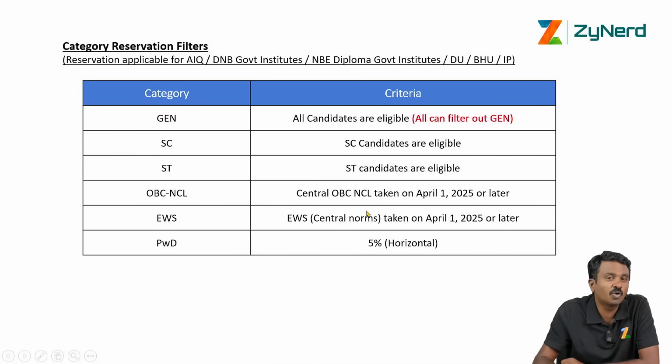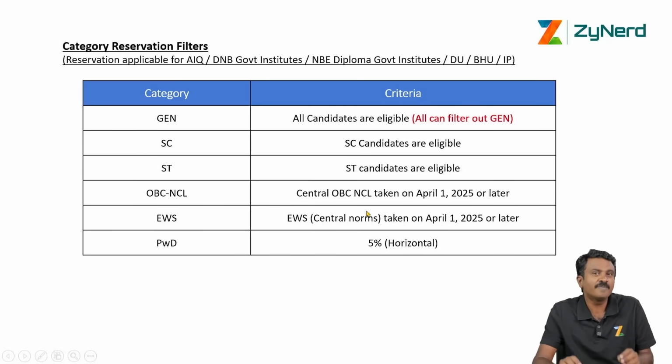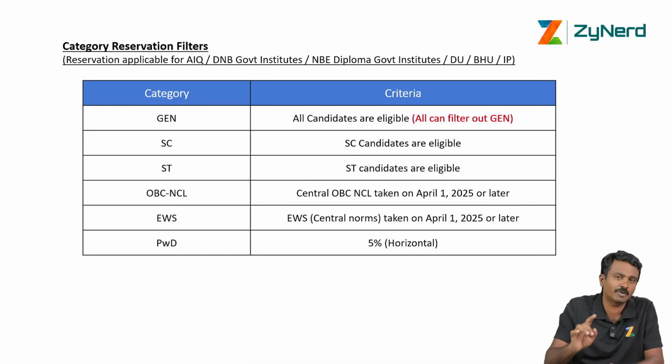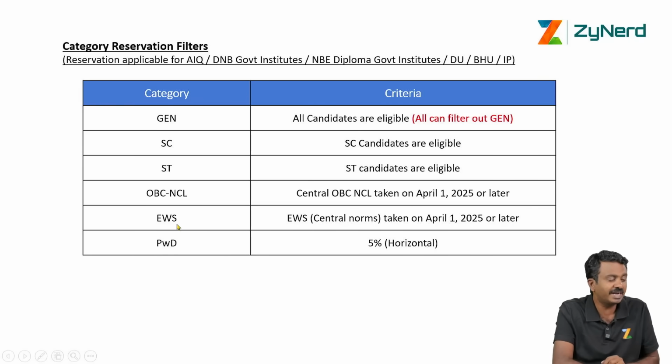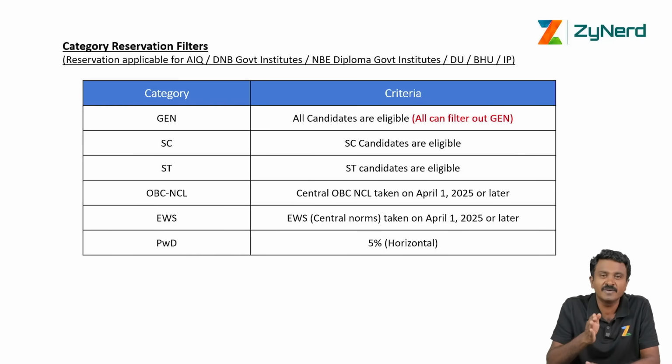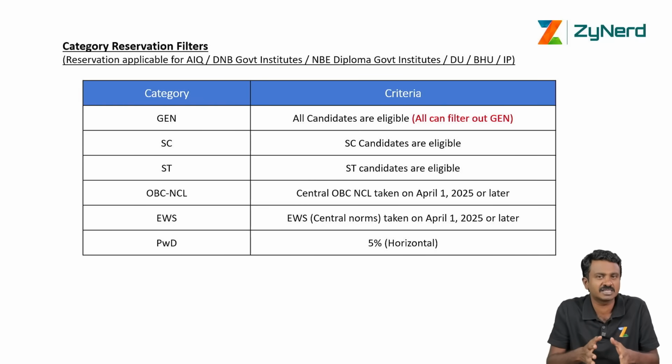OBC NCL, note that this is not your state backward class. This is OBC non-creamy layer as per central norm. So central OBC NCL certificate taken after April 1, 2025 is required. EWS similarly is as per central norm. Some states have different norms for EWS. In that case, you have to get a clear income and asset certificate as per central norms. Always take one dated April 1, 2025 or later.